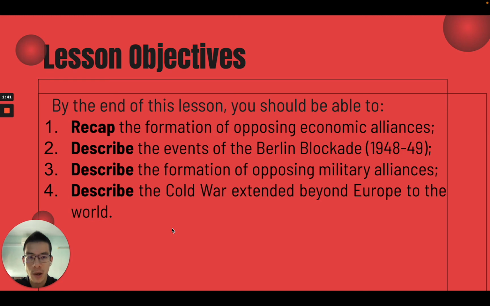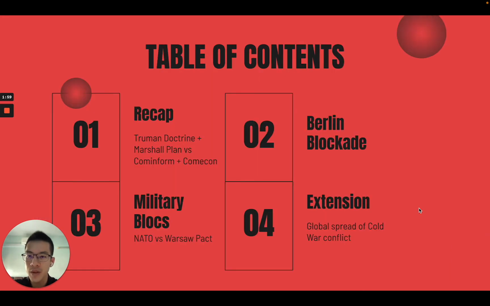Next, we'll be talking about opposing military alliances. So no longer just political or economic alliances, but now they are going to form military alliances against each other. And finally, we want to be able to describe how the Cold War extended beyond Europe to affect countries all around the world. Okay, so these are the four big things. Okay, so table of contents, this is what we'll be covering.